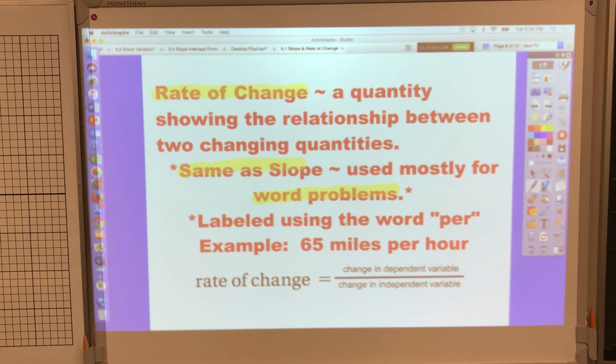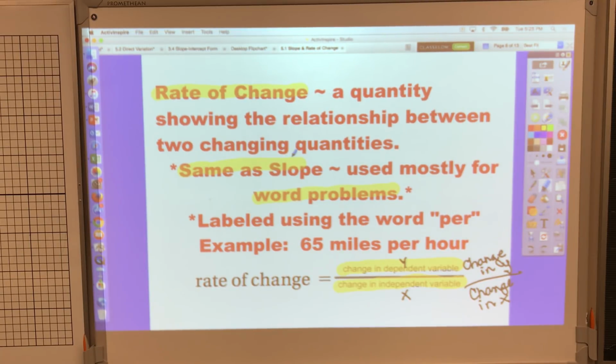Okay? So how they refer to it for a formula is your change in your dependent variable over a change in your independent variable. So if you think back to the functions chapter we just did, remember your dependent variable is always y, and your independent variable is always x. So another way to think about rate of change is your change in y over your change in x, rather than thinking about independent and dependent.